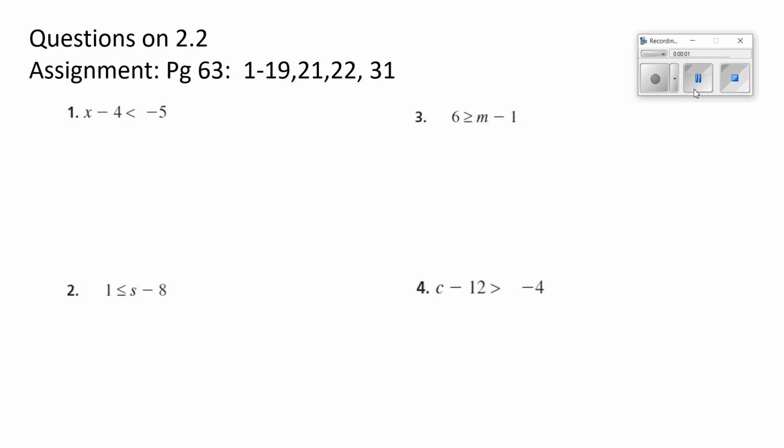Go ahead and get the homework out of the way. We're going to be doing 1 through 19, then 21, 22, and 31.